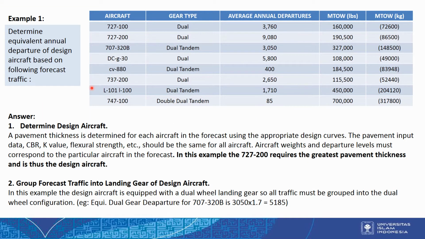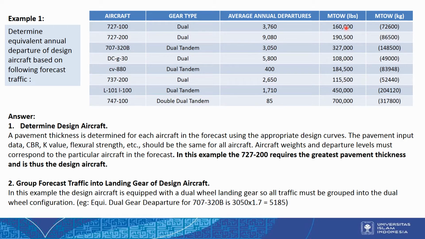To make it easier for you to understand the equivalent annual departure, I will give you an example. The question is: please determine the equivalent annual departure of the design aircraft based on the following forecast traffic. This is the forecast traffic that contains the data of the aircraft that will be served by the airport, the gear type of each aircraft, the average annual departures for each aircraft, and the last is the data of MTOW, or maximum takeoff weight. For the calculation of the pavement design, we will use the MTOW.